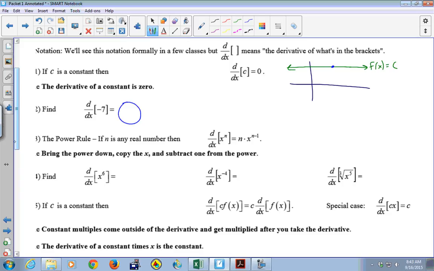All right, so now we introduce the power rule. d dx, the derivative of x to the n, is n x to the n minus 1, right? So you take the power, bring it down in front, copy the x, and then subtract 1 from the power. So for the derivative of x to the 6th, you bring down the 6, copy the x, and reduce the power by 1. So the derivative of x to the 6th will be 6x to the 5th.